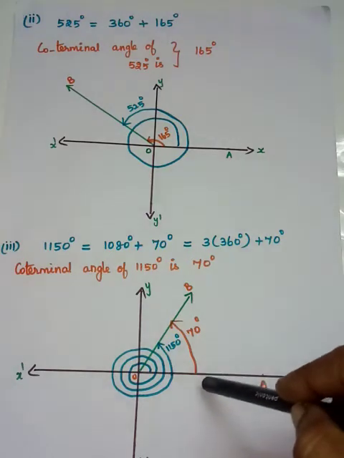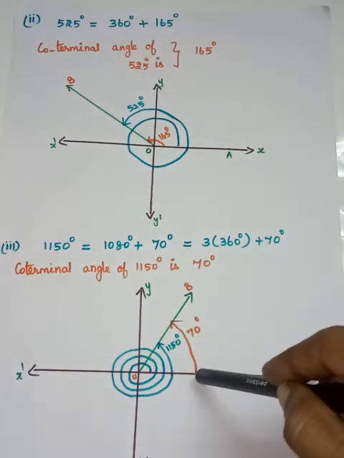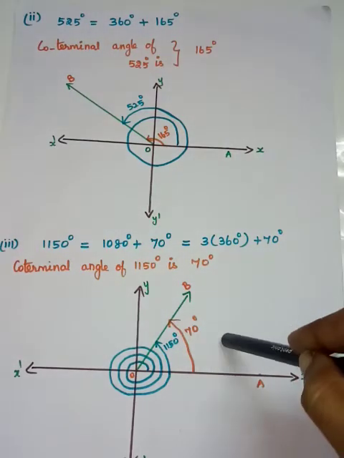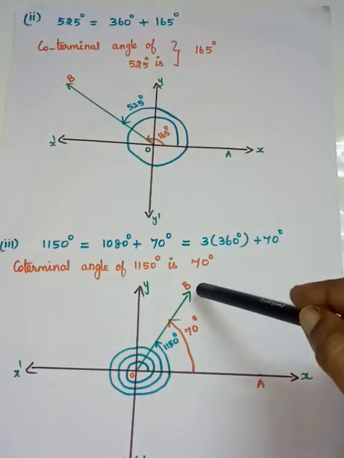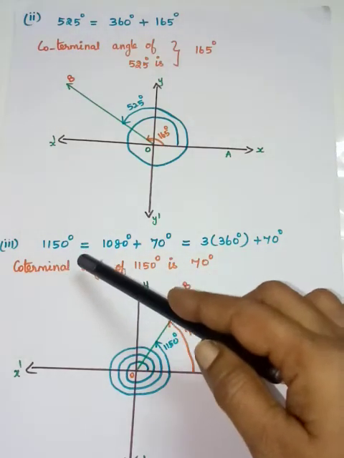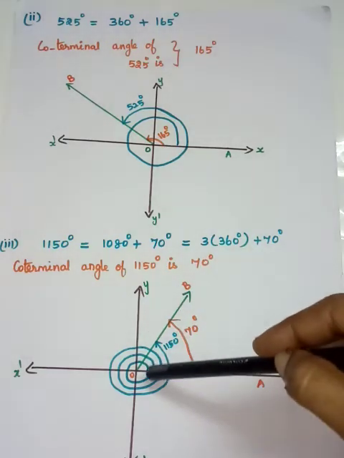See that 70 degrees is less than 90 degrees, so it lies in the first quadrant. For 70 degrees, the initial side is OA, and this is the terminal side. For 1150 degrees, how do you have to mark it? It has to complete 3 complete rotations.